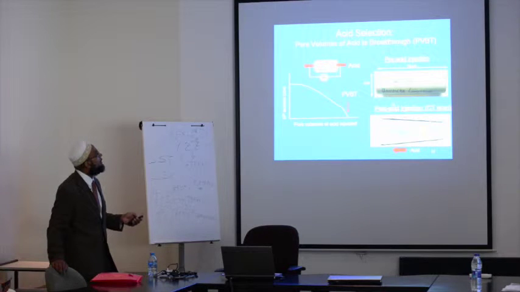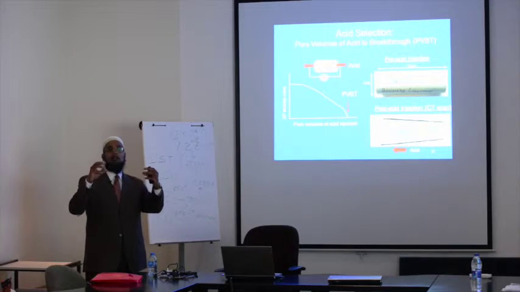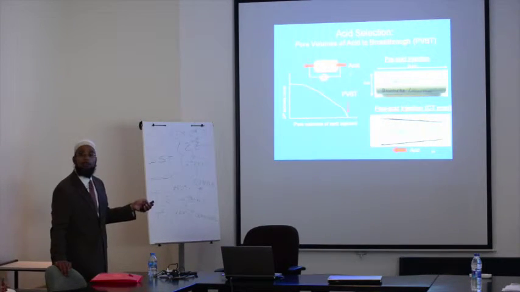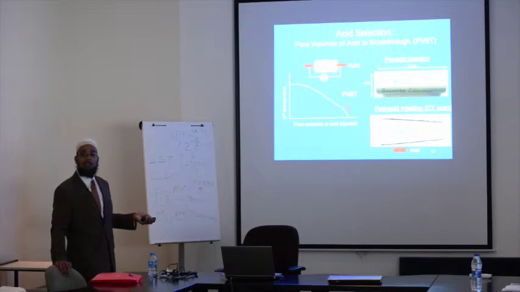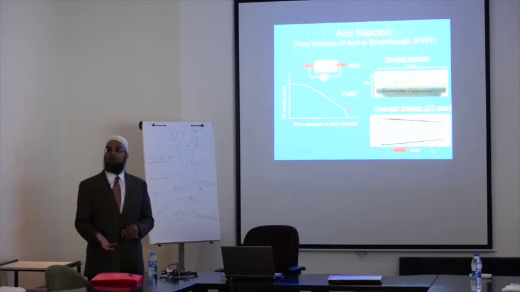So the way it's measured is we take a core. It's very much like the core that is sitting over there. We flow acid from one side, right? And we measure the pressure drop. So when there's no wormhole, the pressure drop is high, right? And as the wormhole starts propagating through the core, the pressure drop starts decreasing. When it's near 0, that means the wormhole has propagated through the entire core, and this point is called pore volume of acid to breakthrough.